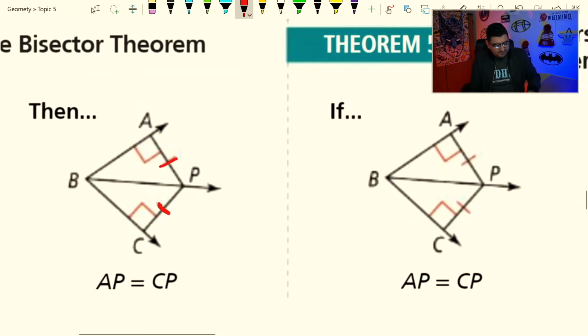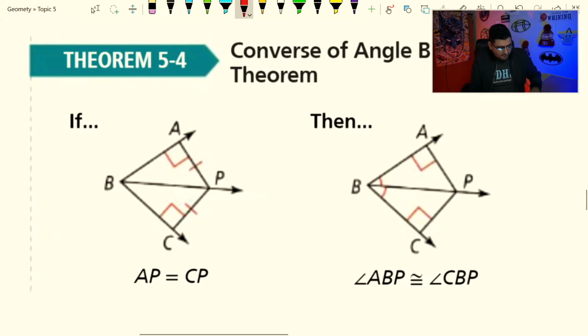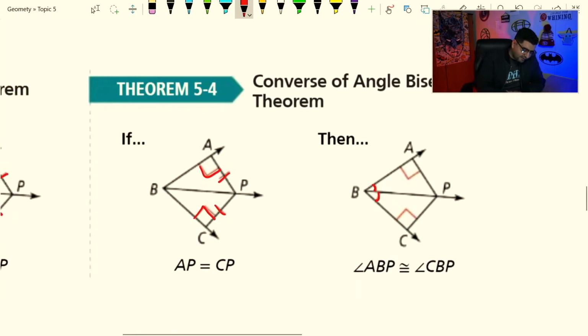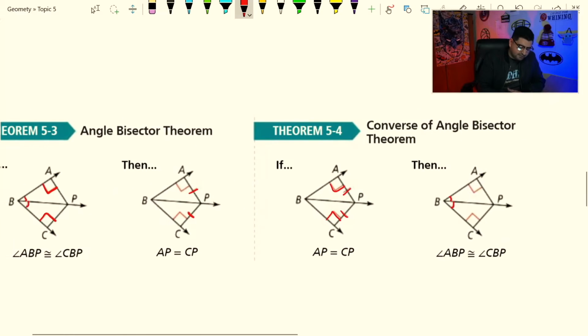If we start off and we see the triangle, and we see two 90-degree angles, and we see that AP and CP are equal to each other, then we can assume that the angles near angle B are both congruent to each other. Okay? Remember, the converse is just taking the theorem and flipping its order.